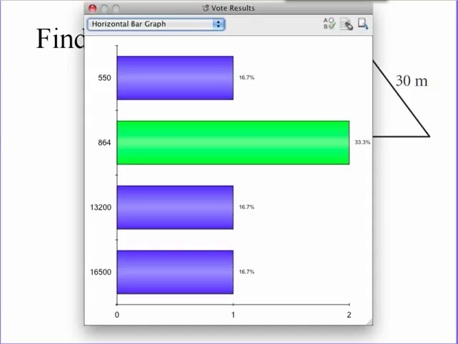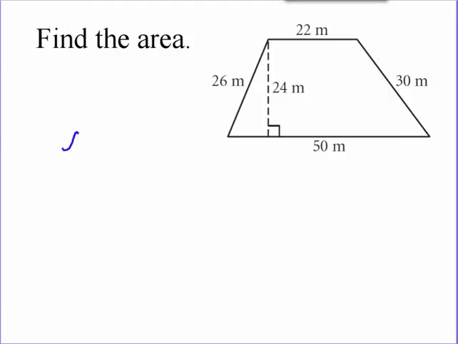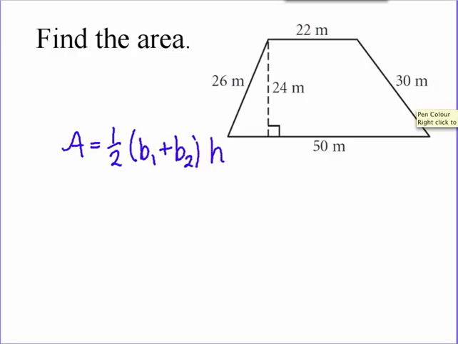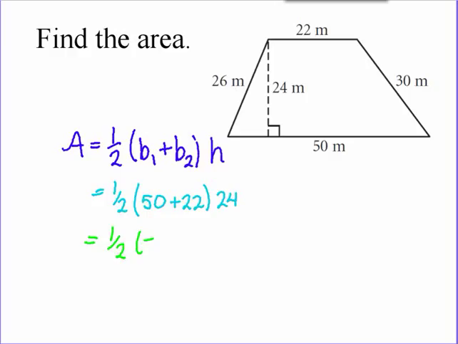The answer is 864. For those of you wondering how you got that, remember the area of a trapezoid: A equals 1/2 times B1 plus B2 times H. The big base is on the bottom. B1 is 50, B2 is 22, and your height is 24. So if you calculate that, you get 1/2 times 72 times 24. Go ahead and multiply that all out, and you should get a total of 864 meters squared. Okay? Questions? These are fun.